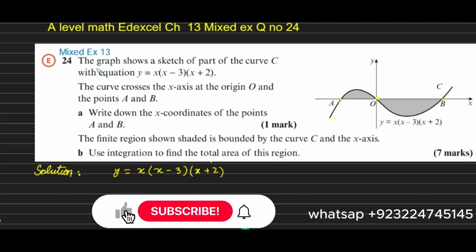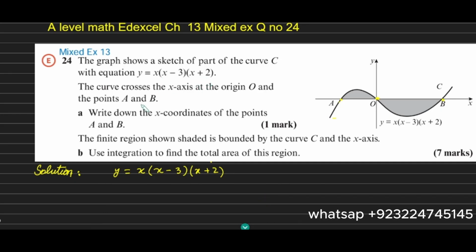Question 24. The graph shows a sketch of part of the curve C. Here, this is the curve C with equation y equals x times (x minus 3) times (x plus 2). The curve crosses the x-axis at the origin O, at the point A and at the point B. First of all, we have to write the coordinates of the points A and B.